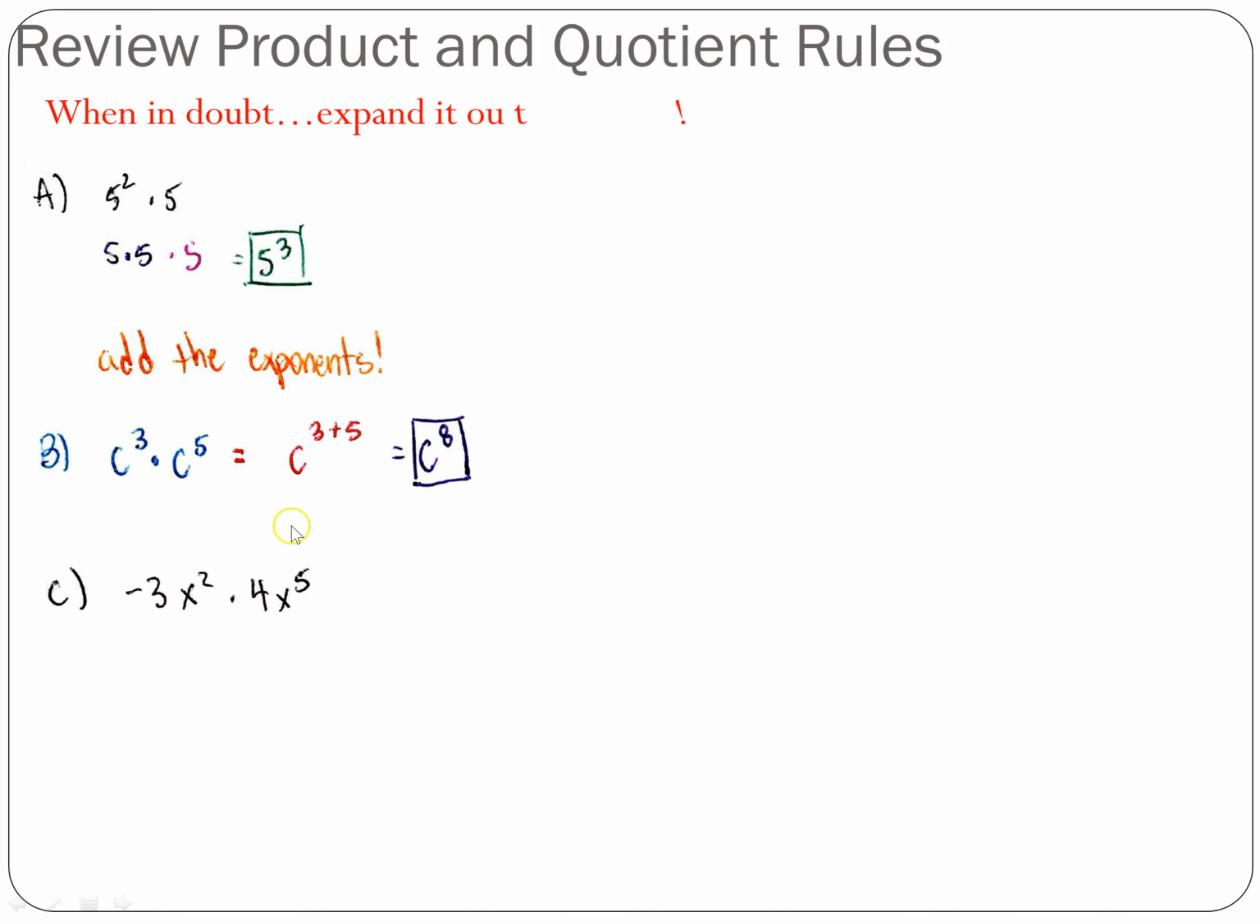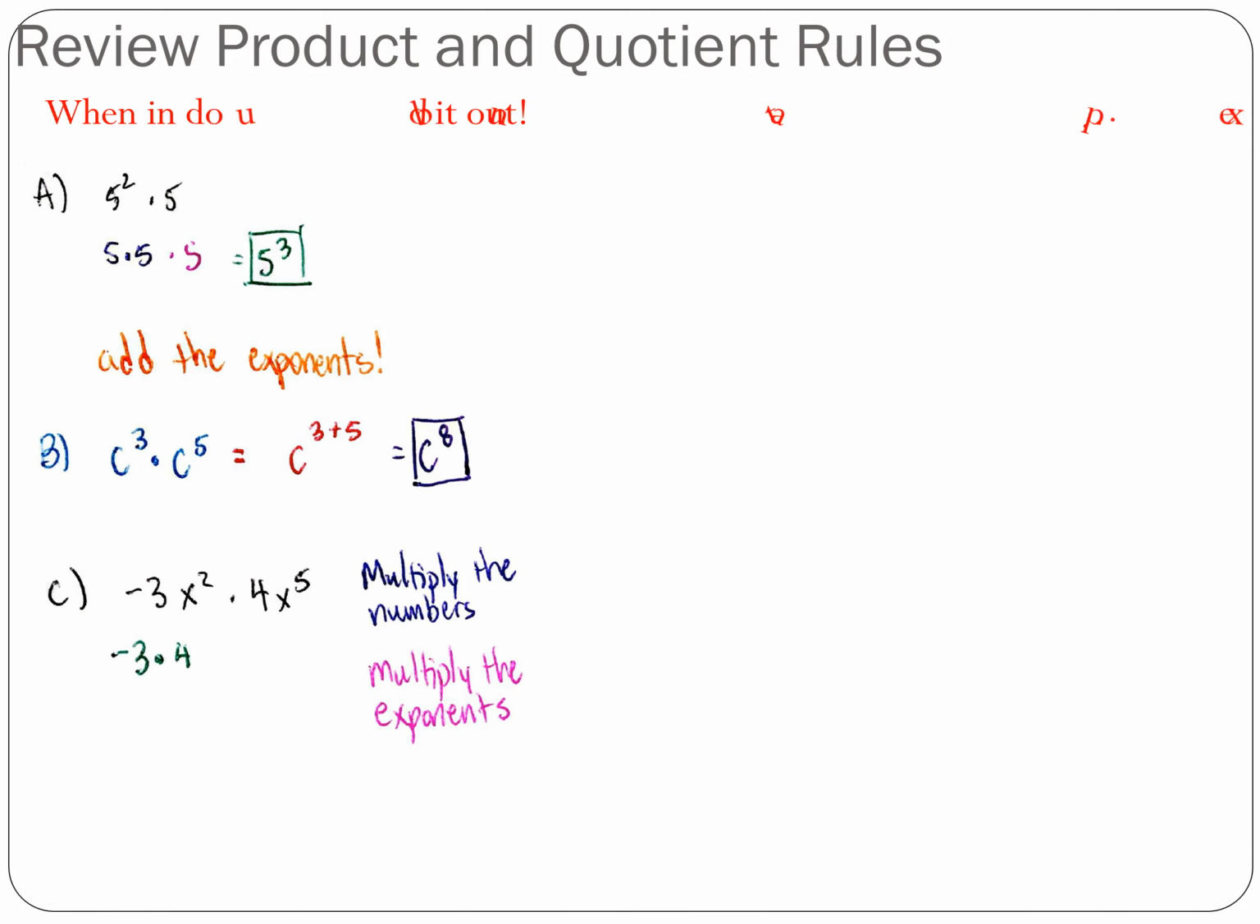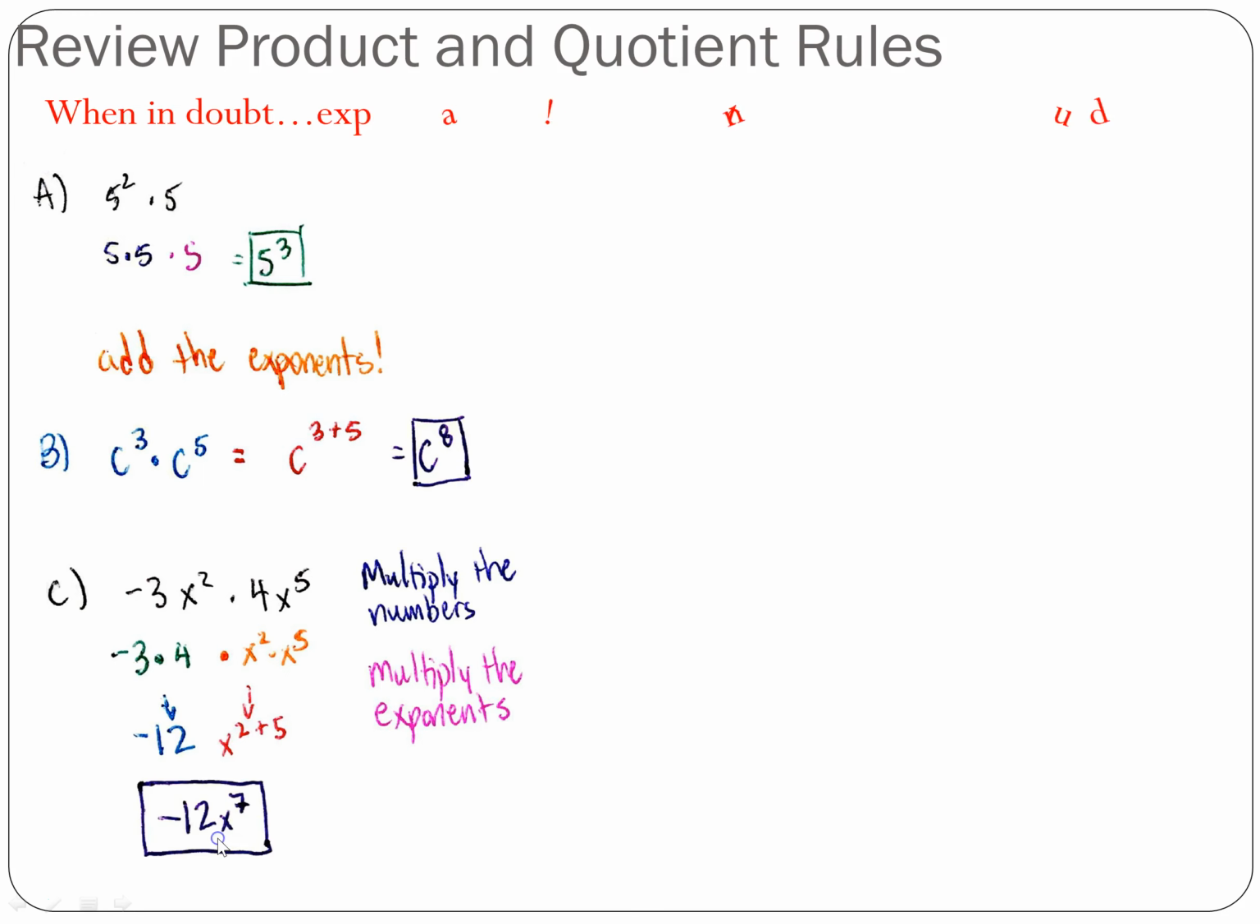I've got numbers and I've got variables. So let's multiply those numbers. Negative 3 times 4. It's easy, it's negative 12. All right, let's take a look at multiplying those exponents. That's x squared times x to the 5th. Well, we just add those exponents together, skadoosh. So that means I've got negative 12, and 2 plus 5 is 7, so negative 12 times x to the 7th. So multiply those numbers, then multiply the exponents.